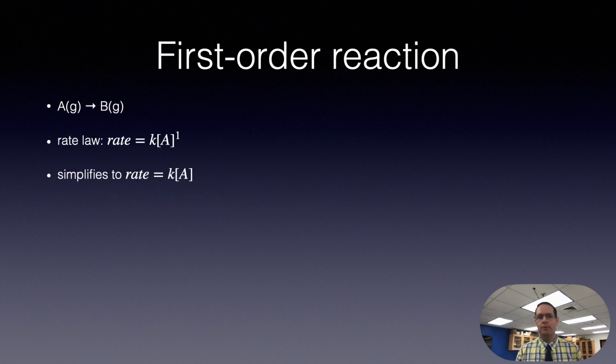So the general reaction again is A goes to B. It doesn't matter what the coefficients are here. The rate law is expressed as rate is equal to the concentration of A to the first power. That very simply can be written rate is equal to k times [A].